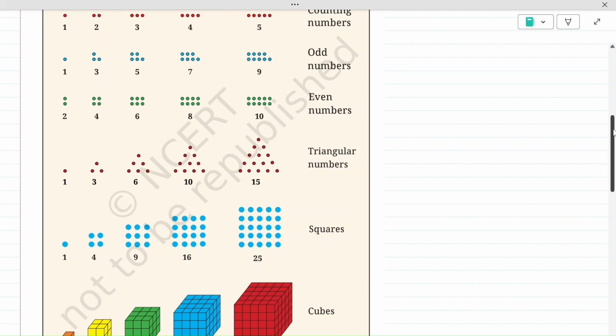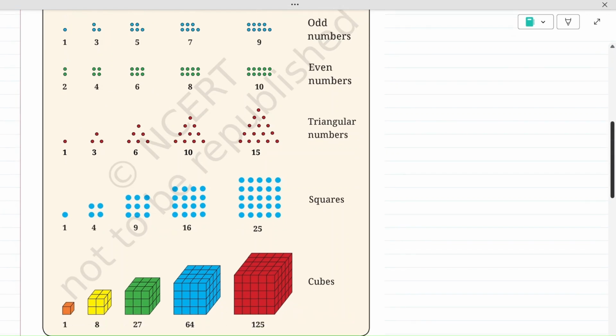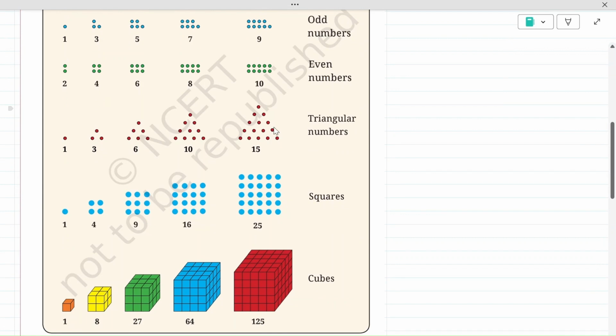Next we have the triangular numbers. Triangular numbers are the numbers where the first number is 1 and the next number is obtained by adding the position of the next number. So the position of this number is 2. So 1 plus 2 is 3. Then 3 plus 3, because the position of this number is 3, is 6. 6 plus 4 is 10. 10 plus 5 is 15. Then 15 plus 6 will be 21.